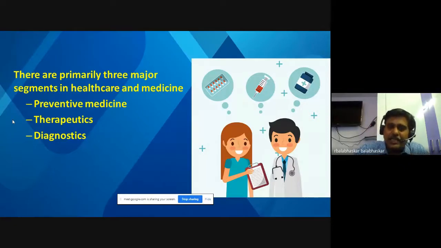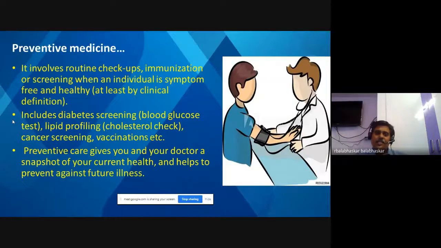So why I'm giving all these details is because you need to understand in which are the areas that you might get in once you finish your basic education, whether it is going to be a BSc or a MSc or a PhD. You should be having an idea of where you would be able to get in and how you have to equip yourself. So for that, you will know that there are going to be three different types: preventive medicine, therapeutics, and diagnostics. So what is preventive medicine?